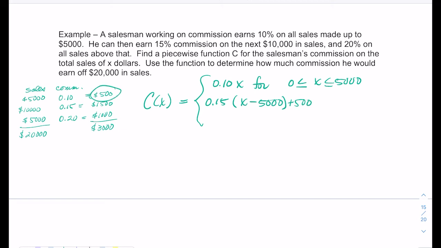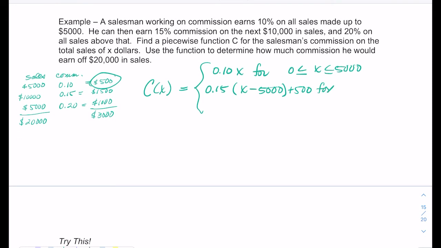So it's 15% on the next $10,000 in sales. But remember, he earned $500 for making a sale up to $5,000, right? We need to include that. And then what will our domain be? It's going to be for 5,000 less than, so we don't want to include it, x, which is less than or equal to 5,000 plus 10,000, right? Next additional 10,000. That would give us $15,000.